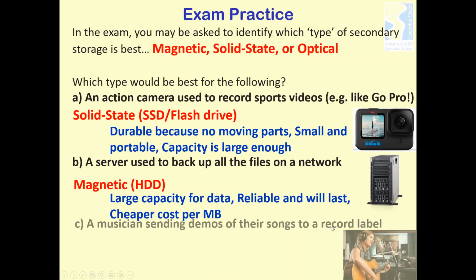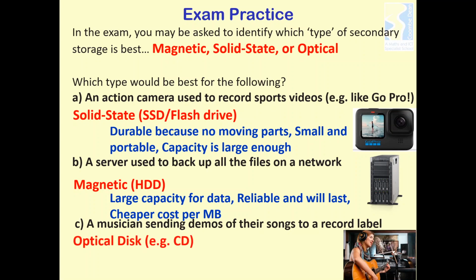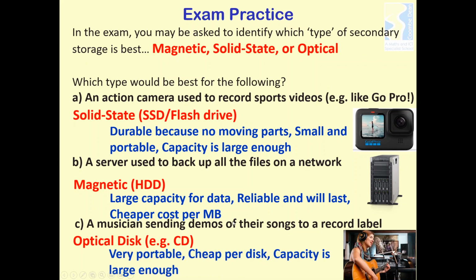And the final example. A musician sending demos of their songs to a record label. So the songs aren't going to be very large in size, and they need to be sent through something like the post. So what would be best? You could have said a flash memory drive, but really what they're looking for if they ask this question at the moment is still optical disc. An optical disc would be suitable because it's very portable, it's cheap per disc, and the capacity is large enough. So optical discs would be suitable in this scenario.